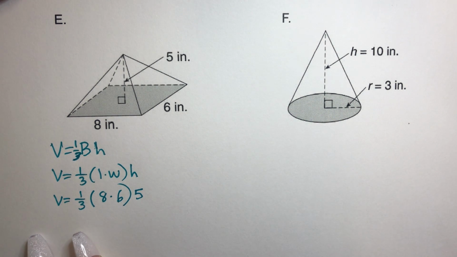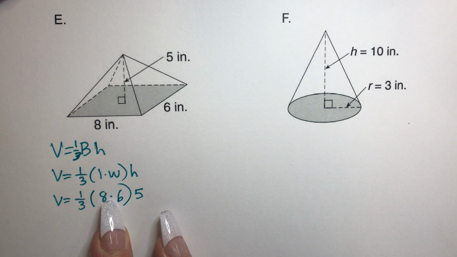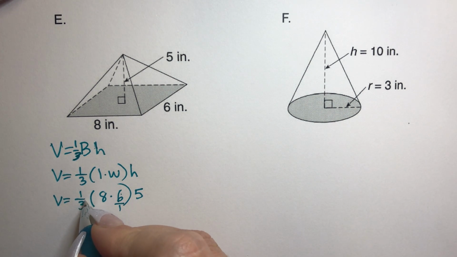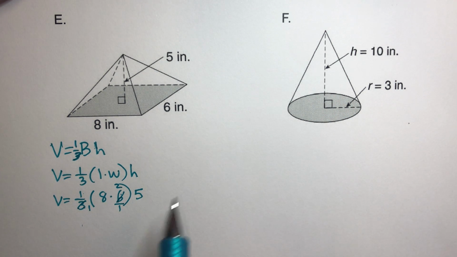Okay. I'm going to go 1/3 times 6 because even though I could go 8 times 6 and 48 and do all that, it's going to be easier to work with smaller numbers. So 1/3, I'm going to make this a 6/1. I'm going to look to cross cancel. They have a common factor of 3. 3 goes into 3 1 time. 3 goes into 6 2 times. So now this is 1.